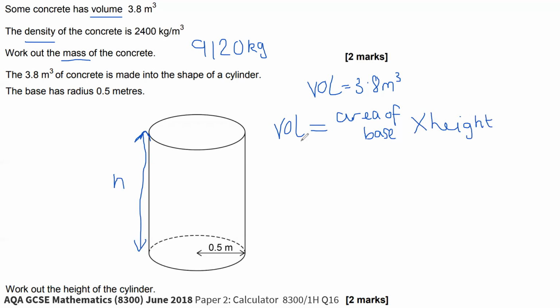Okay, and you can see that we've got parts of this, so we've got the volume. We can work out the area of the base because we've been given the radius, and then we can use the combination of those to work out the height. So if we want to calculate the area of the base, we're going to need to use pi r squared. If we do that, we've got pi times 0.5 squared.